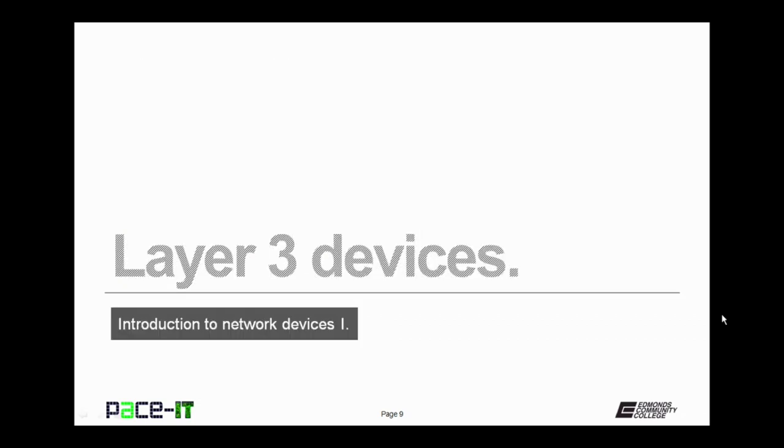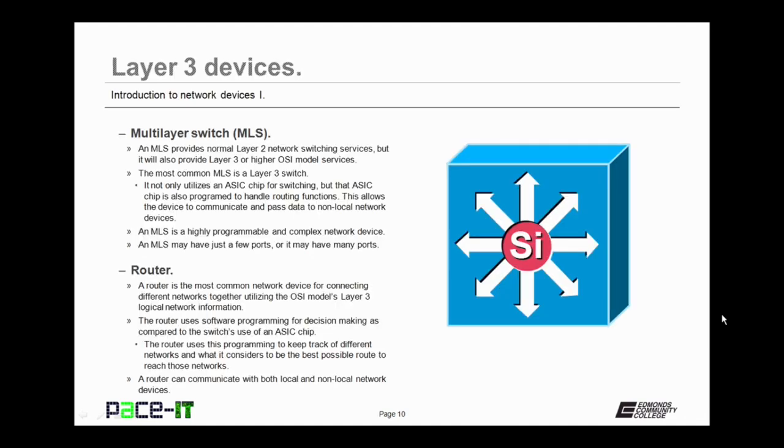Now let's move on to Layer 3 devices. And first up is the multi-layer switch. A multi-layer switch provides normal Layer 2 network switching services but it will also provide Layer 3 or higher OSI model services. The most common multi-layer switch is a Layer 3 switch. It not only utilizes an ASIC chip for switching, but that ASIC chip is also programmed to handle routing functions. This allows the device to communicate and pass data to non-local network devices.